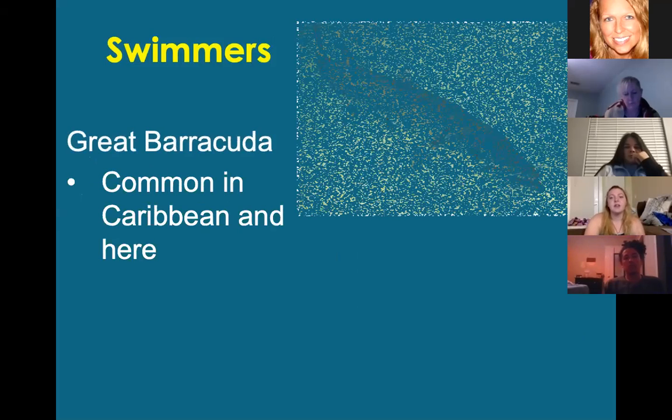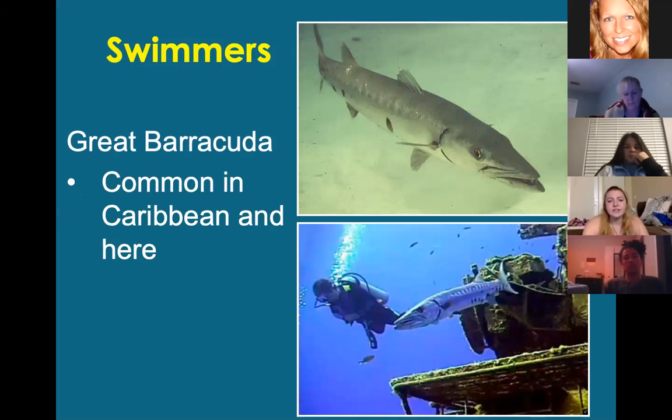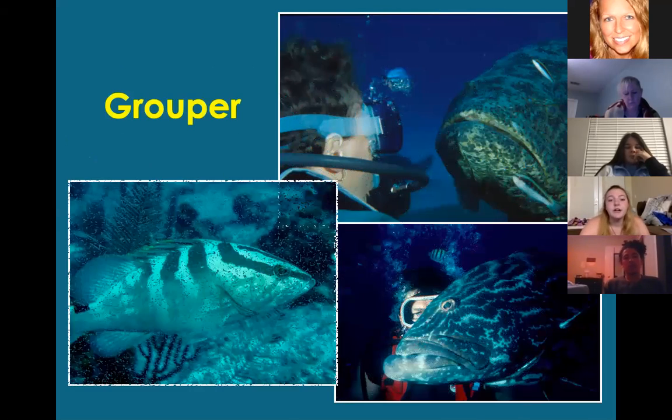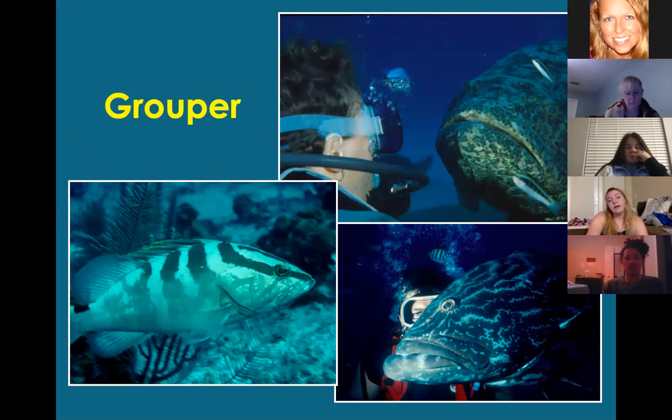So now we're going to talk about swimmers. These are going to be your great barracudas that are common in the Caribbean and here. We see these on Panama City dives a lot, actually. So these are going to be the bigger ones that swim around and eat the floaters. So grouper, Goliath grouper, you can see these off of Panama City charters as well. And they're actually really cool. Underwater, they'll make like a big boom noise and you can hear it from pretty far away. You'll know if it's a Goliath grouper.